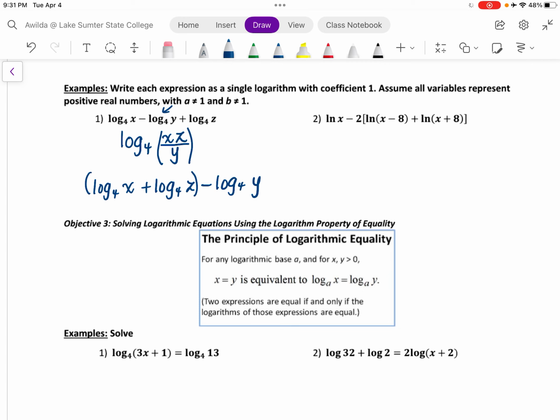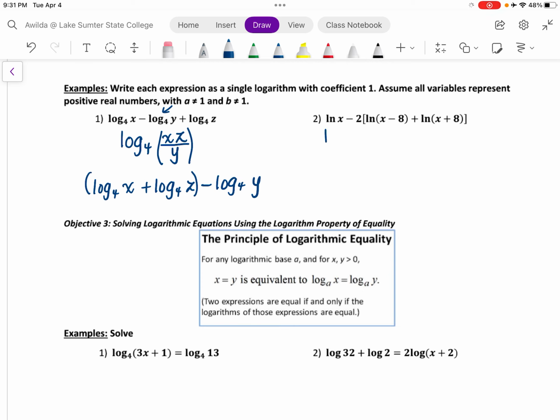In the second example, we have the natural logarithm of x minus 2 times, and here we have a longer expression, natural logarithm of x minus 8 plus the natural logarithm of x plus 8. Here, because we have these brackets enclosing the last two terms, that operation must be done first before multiplying by 2 and before subtracting from the natural logarithm of x. So we want to follow the order of operations.